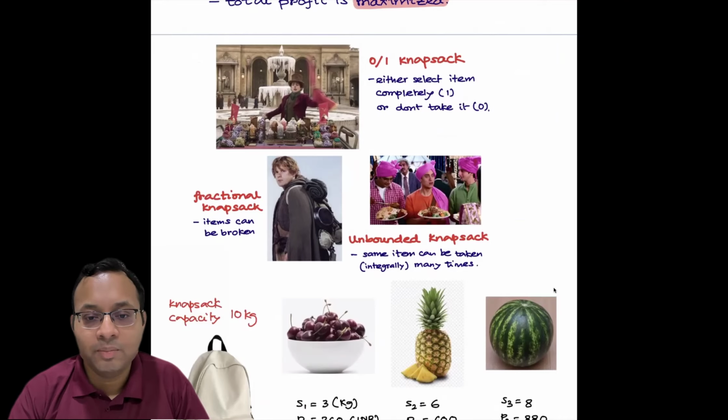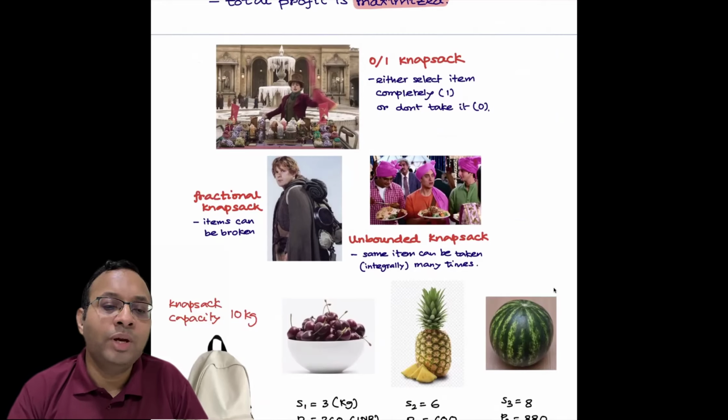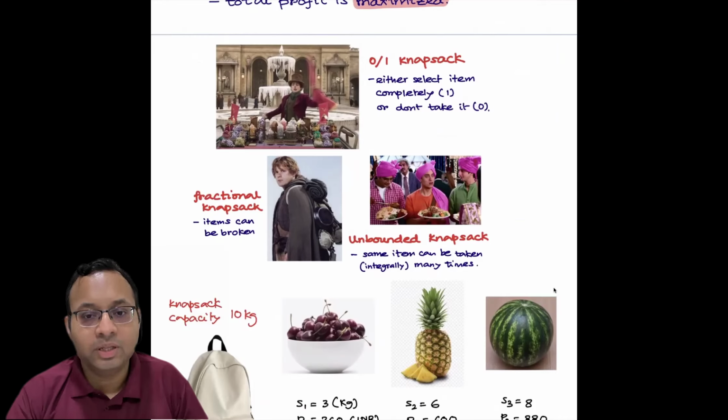And the third example is unbounded knapsack. Think of the buffet scene from Three Idiots. There, people can opt for the most valuable items many times. Maybe gulab jamun, they will take multiple times. It's a very valuable item, you can take it multiple times. So in unbounded knapsack, there is no constraint on how many times an item can be taken. So there are three different variants, and we'll see they're quite different. The solutions can be quite different.